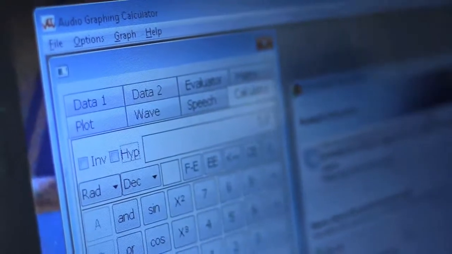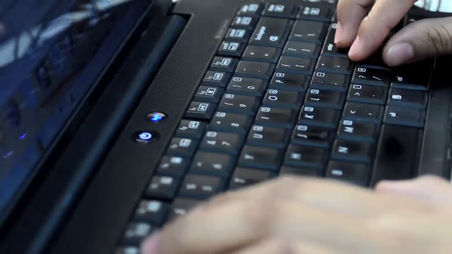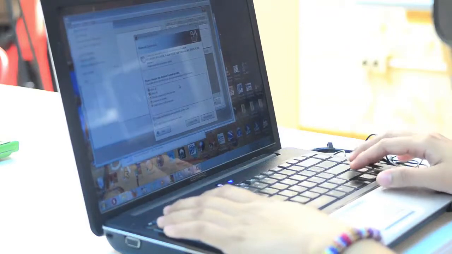This software has a lot of functions. It's like a handheld scientific calculator. You can convert the number into scientific notation. You can do the trigonometric problem, solve equations. It has a self-voicing feature so that a student can hear what is on the screen.